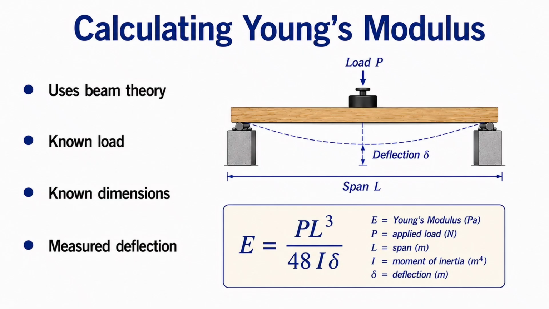Once the load, span, geometry, and deflection are known, Young's modulus can be calculated using beam theory. Before proceeding, it is important to note that the symbol I represents the area moment of inertia of the beam cross-section. It depends only on the geometry and has units of inches to the fourth power. This should not be confused with the mass moment of inertia used in rotational dynamics. Young's modulus is a material property, while the area moment of inertia is a geometric property.